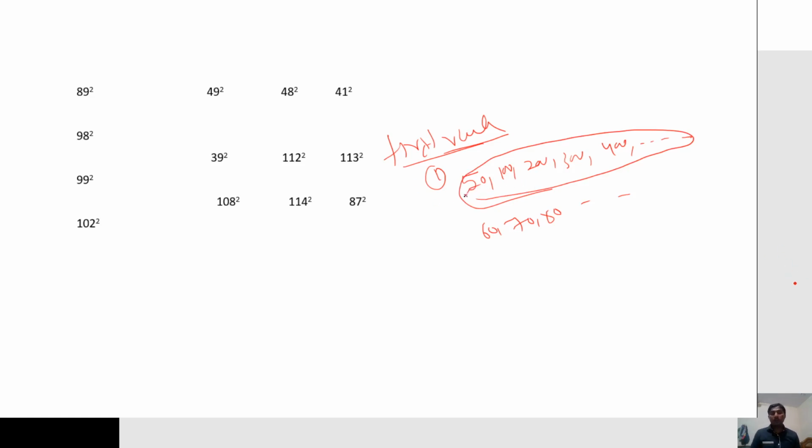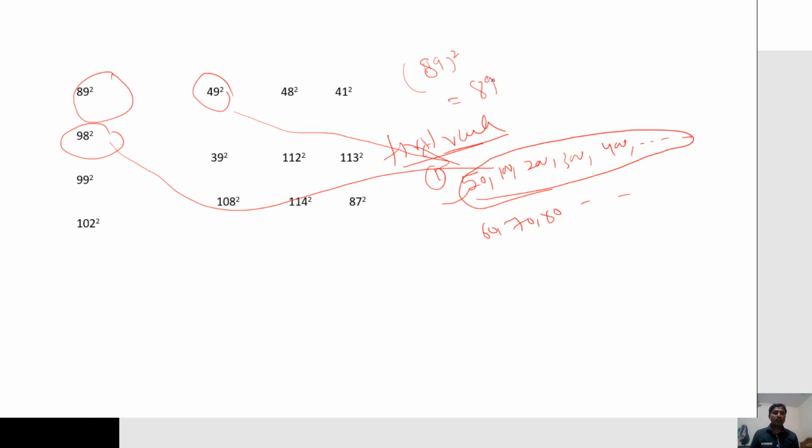Base means we always compare these numbers: how much less than and how much more than, for example 49 with 50, 98 with 100. These are the bases 50, 100, 200, 300, 400. The square of 89: 89 is how much less than 100? 11. So 11 minus, and 11 square. This is equal to 89 minus 11, which is 78, and 11 square, which is 121.